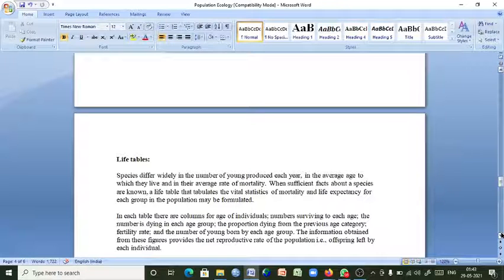And species differ widely in the number of young produced each year, in the average age to which they live, and in their average rate of mortality. When sufficient facts about a species are known, their life tables can provide vital statistics of their life expectancy and their other biological characters.